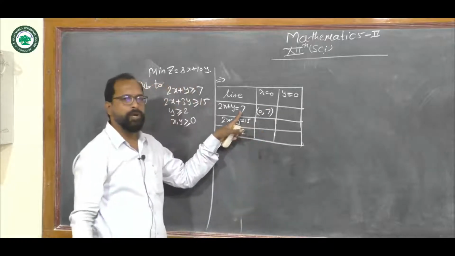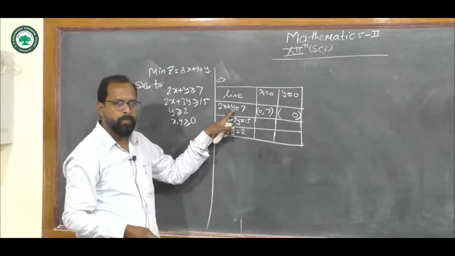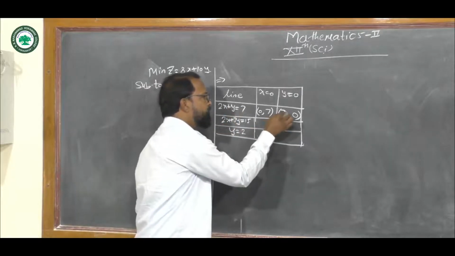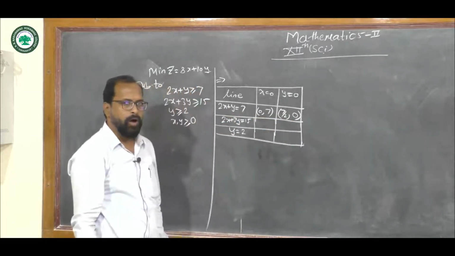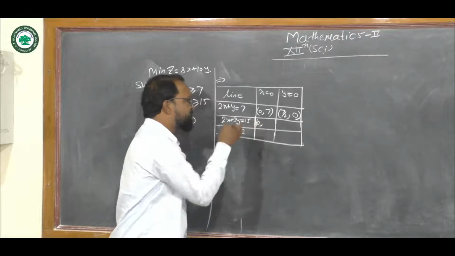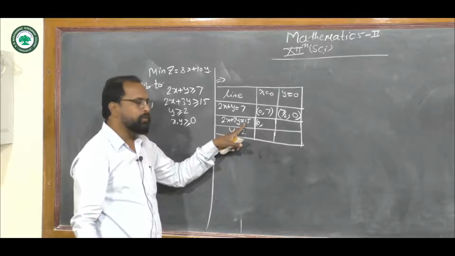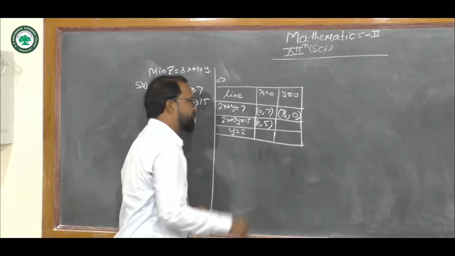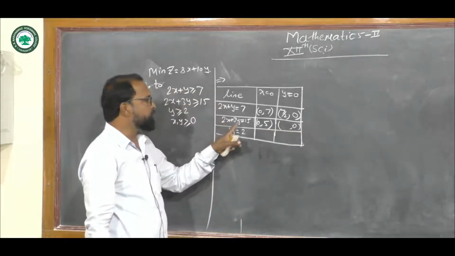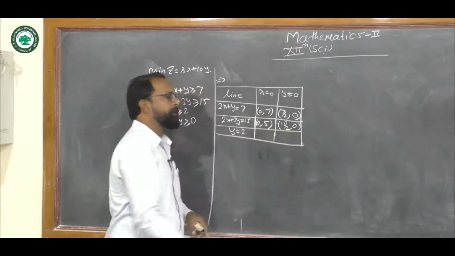So we get the first point 0, 7. Now if we put y equals 0 here, we get 2x equals 7, which gives x equals 7 by 2, or we can say 3.5. Similarly, here if we put x equals 0, we get 3y equals 15, that is y equals 5. And if we put y equals 0, we get 2x equals 15, and 2x equals 15 gives x equals 15 by 2.